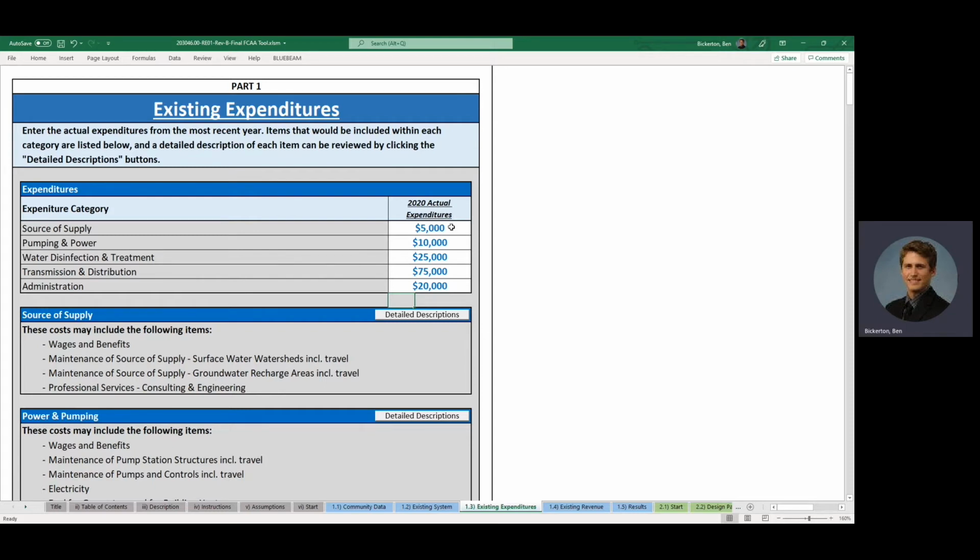Again, these inputs should be as accurate as possible, even if they are not accurate within each category. If the total actual expenditures are accurate, then that is what's most important for the tool to output an accurate description of O&M costs.